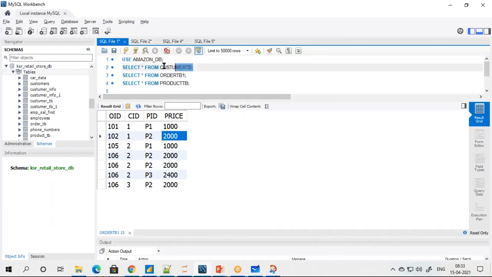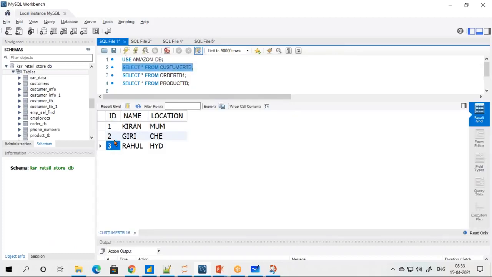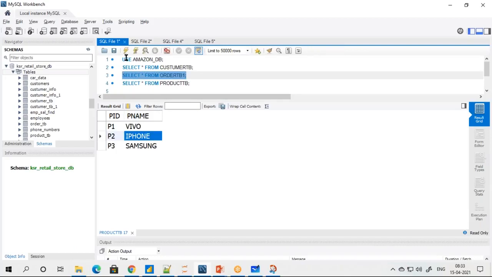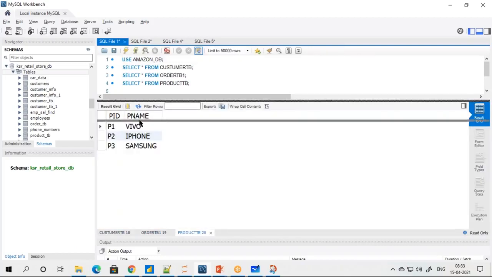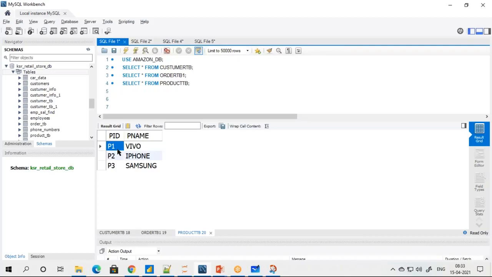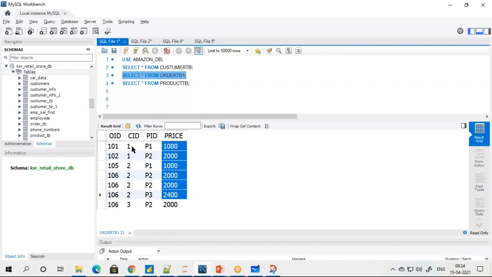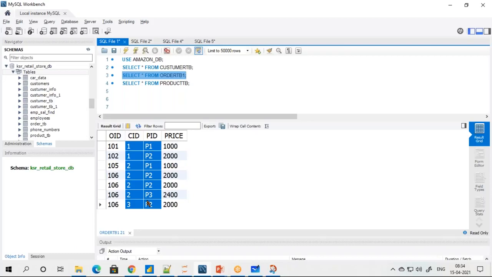Okay, so try to understand. This is customer information, 1, 2, 3. This is product information, product 1, 2, 3: Vivo, iPhone, Samsung. And this is order information, which I'm getting with respect to which customer, whichever product, and how much they have purchased. This is hidden information. I don't know who this customer is, and I don't know which product this is. Now how can I get this?